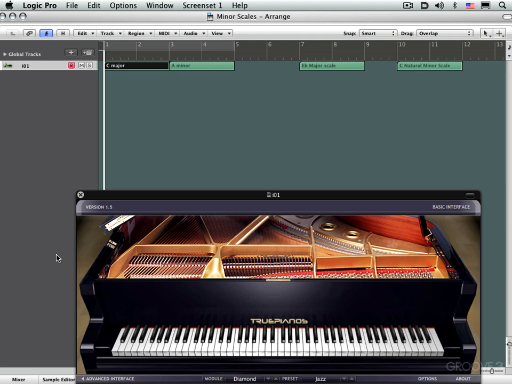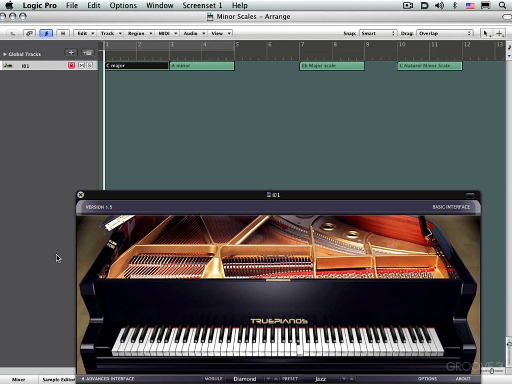Now, the intervals are different. For example, now the A is the root. Instead of the C being the root, as in C major, the A is the root or the tonic of this key, A minor. We're in the key of A minor now. So they have different functions. There's different intervals. The B is the second degree.